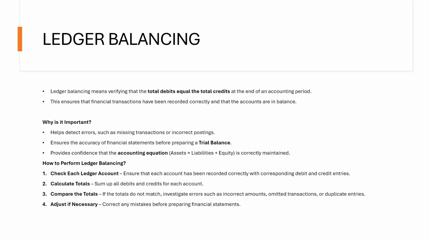And if it's not maintained, as I mentioned, the accountant needs to check if there are any types of errors involved. The method to check the balance is quite simple: just add up the total of debits and the total of credits and compare the two totals. If the totals do not match, investigate errors such as incorrect recording, omitting transactions, or duplication. And if this happens, an adjustment is necessary. That means correcting any mistakes before preparing the final financial statements.